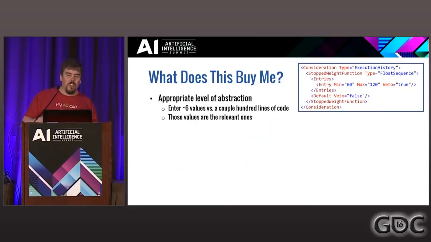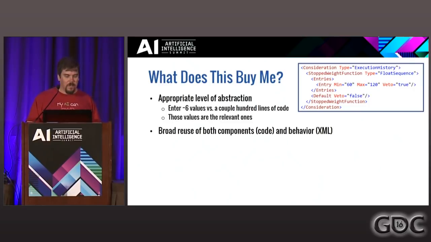The other thing to notice is that the values that I'm specifying are the relevant ones. If I were describing to you when the sniper takes a shot, like I just did, the things that I would tell you are things like he's going to take a shot every minute or two. So what am I putting in here? The time since the last shot needs to be between 1 and 2 minutes. That's exactly the same values that I tell you in my human description of what I'm doing. This also allows me to have really broad reuse, both of the code itself. This execution history consideration gets used lots of places. This wait function gets used even more places.